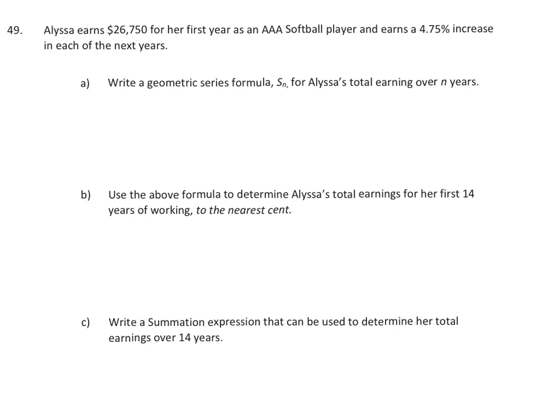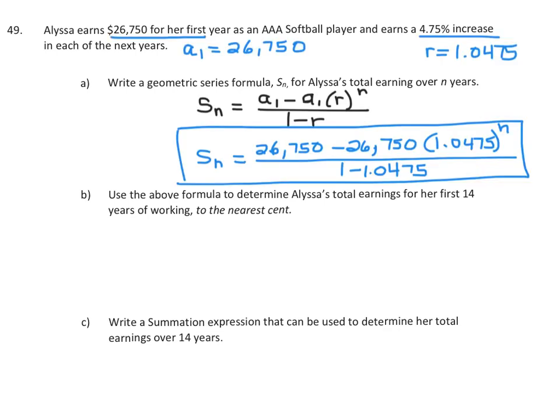All right, so at this point, you guys should have tried it on your own. So I'm just going to organize the information here. Okay, so let's see. A sub 1 is equal to 26,750, because that's what she made her first year.